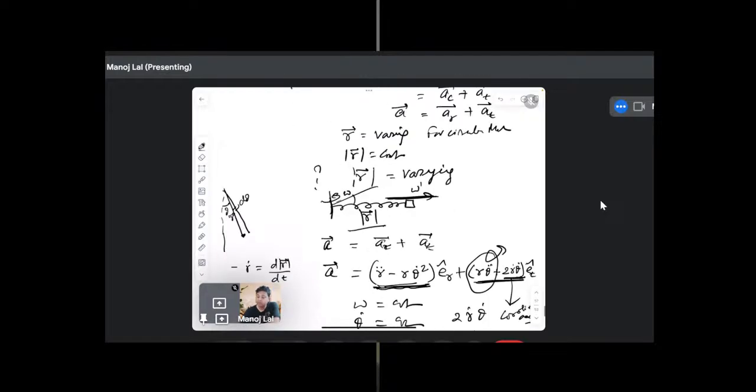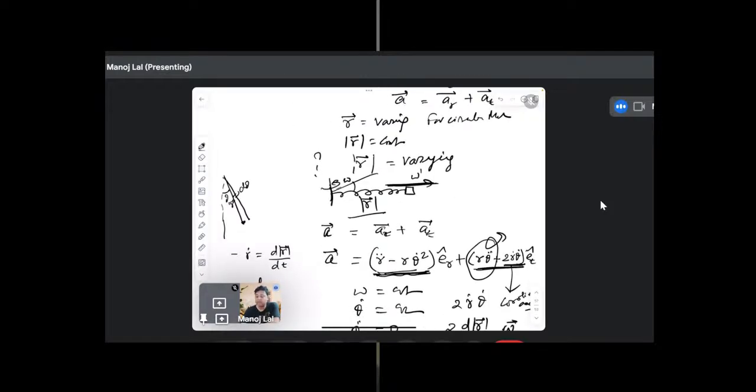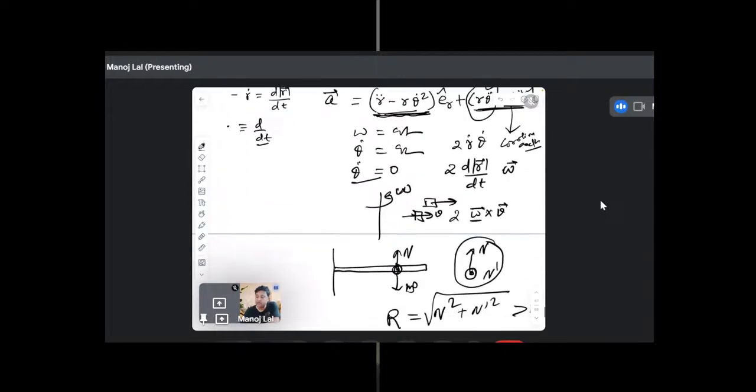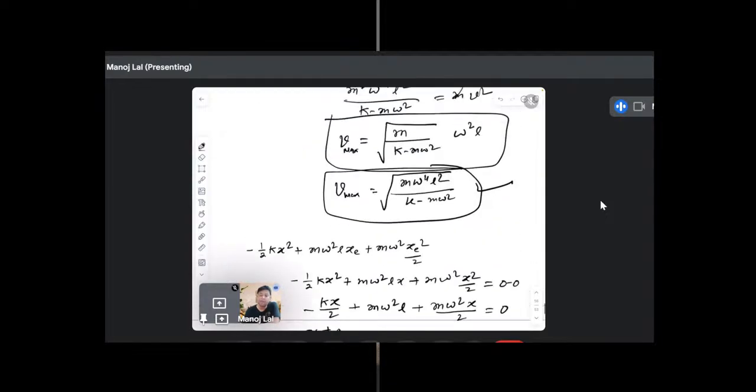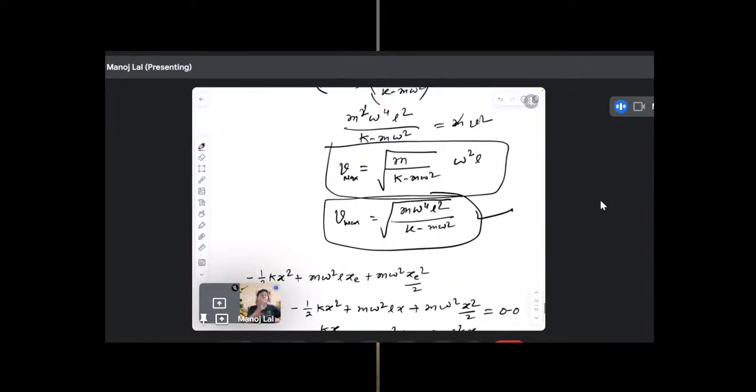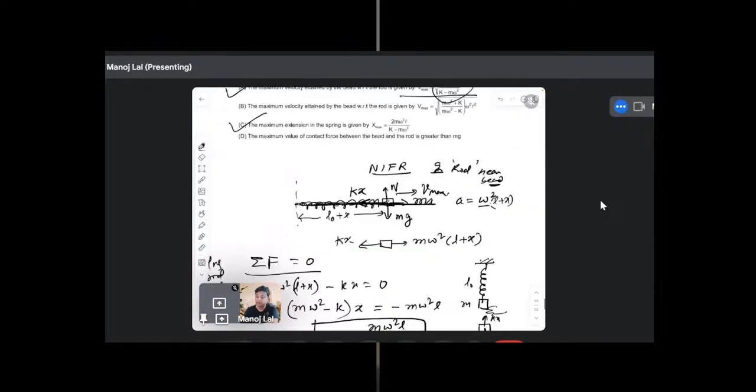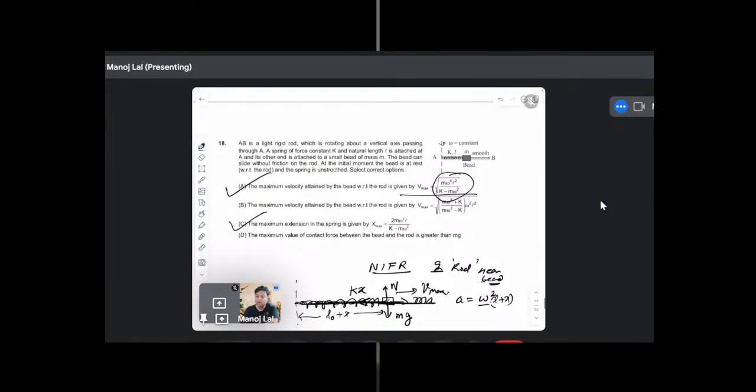This is how we will say this, right? The contact force also acts in the same plane, perpendicular to the rod, like this. So this is also correct. I hope, students, you got this question.